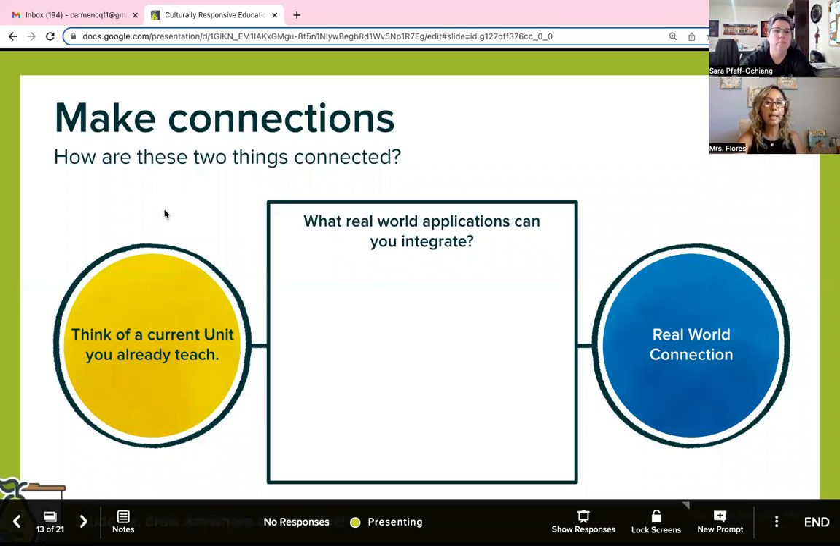So how are these things connected? I have a quick activity for you, if you wouldn't mind helping me with this. Think of a current unit that you're already teaching. So let's take the topic of adaptations. What real world connection or application can we integrate? If I can have you ladies just take a moment to type in some real world connections and jot down some ideas of how we can apply this for our students and how we can explain to them how this is a real world connection. So again, the topic is adaptations. How can we make a real world connection to adaptations?